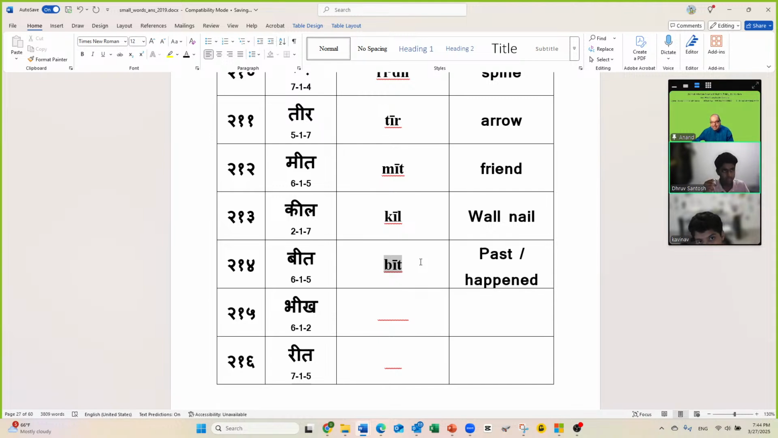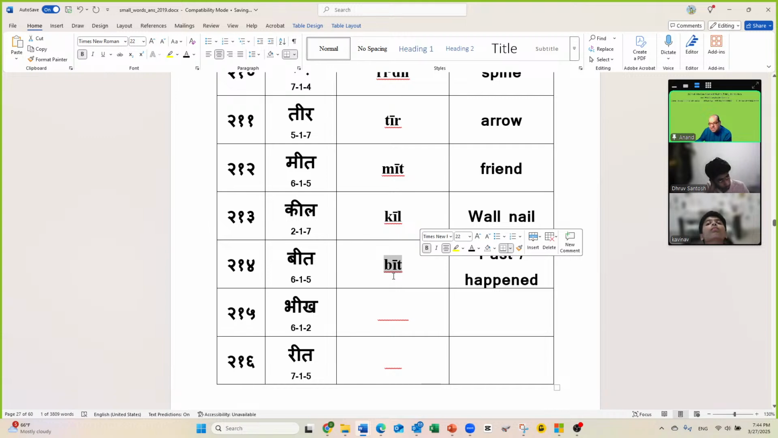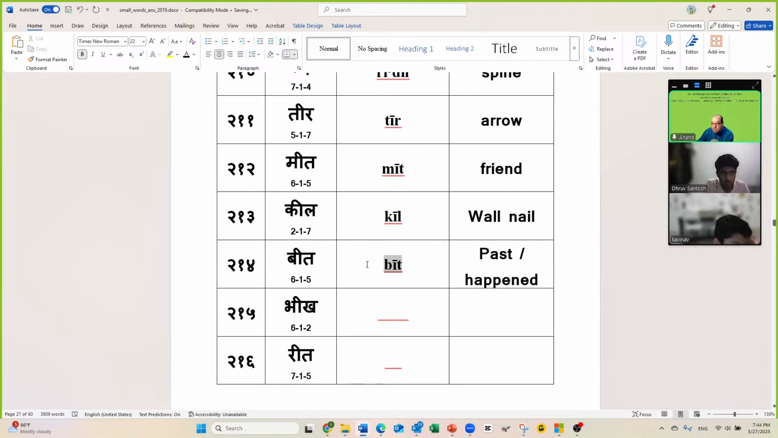So it's not Bit, it's Beat, right? Beat. But understand, I'm not talking about spelling here. I'm talking about the English pronunciation. We are focusing on pronunciation, we are not focusing on spelling. You can write any spelling of the Hindi word. I don't care. But if you pronounce it right, that is what I care for.